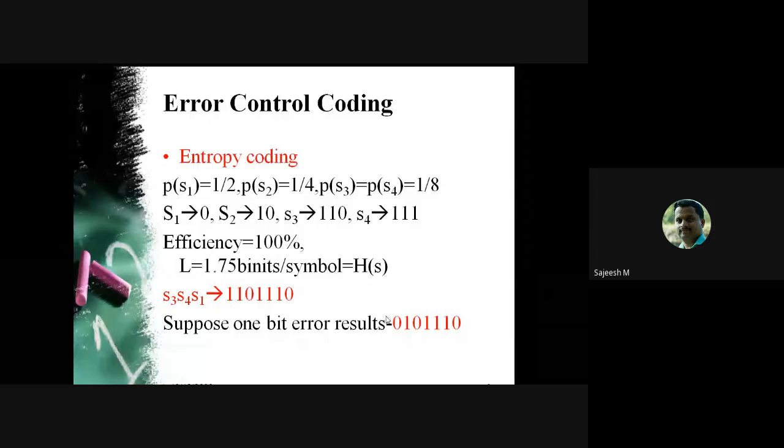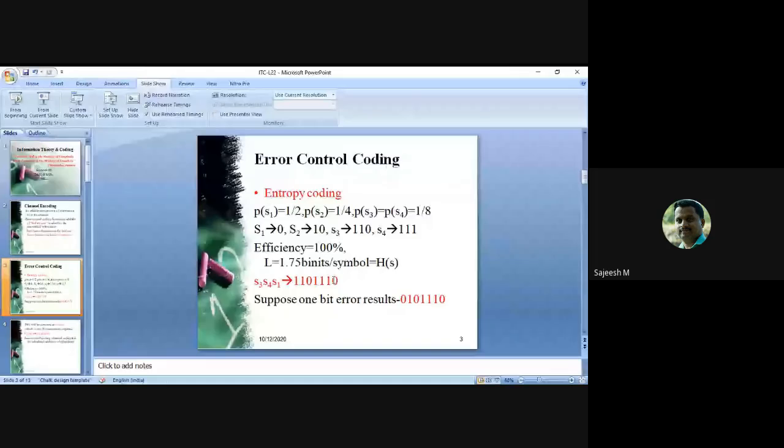Then can you say what the received sequence will be? How will it be decoded at the receiver end? The transmitted sequence is here, and the first bit is in error. Can anyone say what the received sequence will be? Please, someone type in the chat.